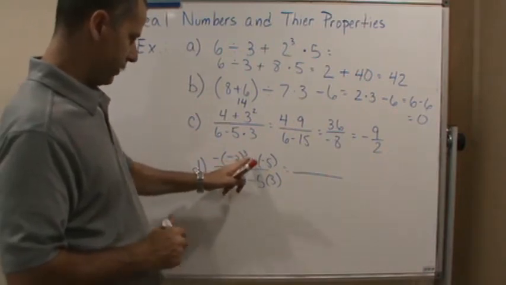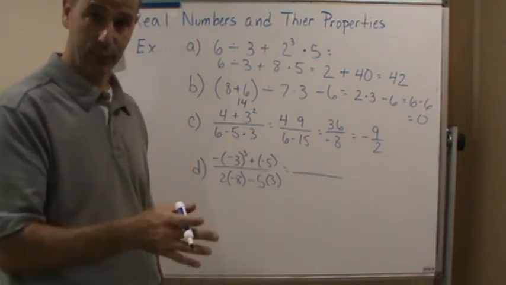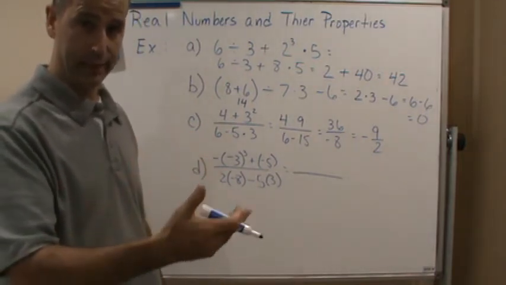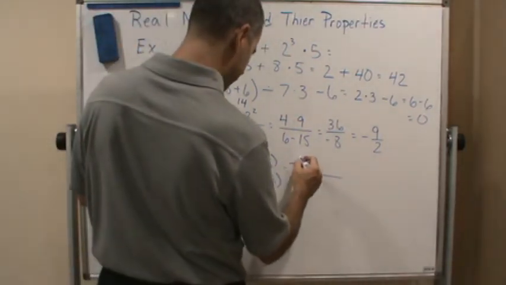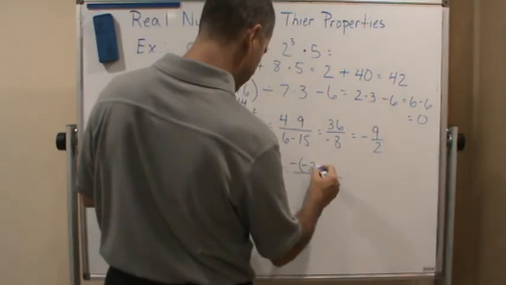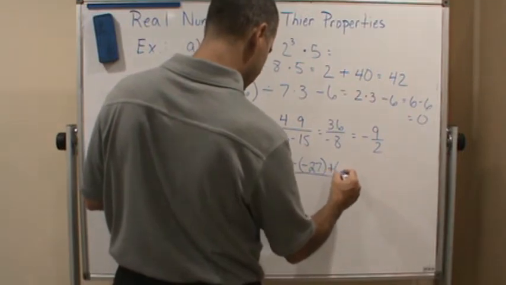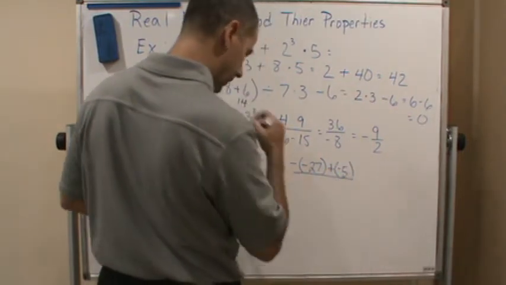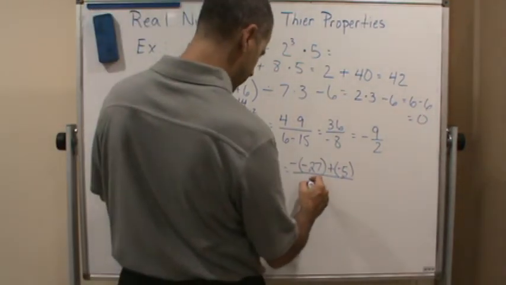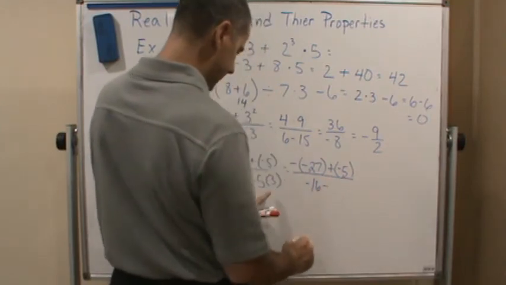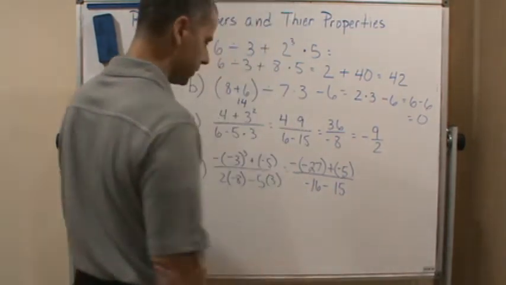So here we've got negative 3 to the 3rd power. That means negative 3 times negative 3 times negative 3, so that's going to be negative 27. So this gives us the negative of a negative 27, plus negative 5. Now on the bottom here, this is going to be 2 times negative 8, which is negative 16, minus 5 times 3, which is 15, because again, you have to do the multiplication first.